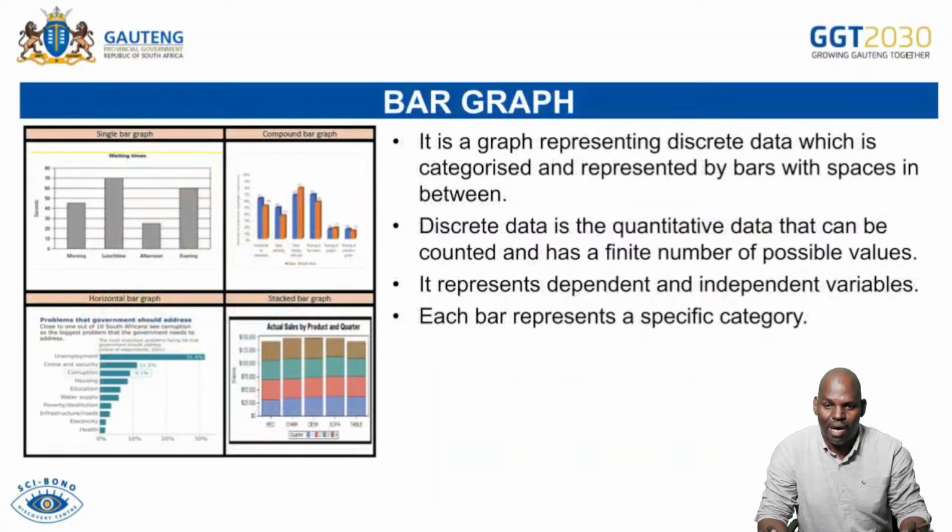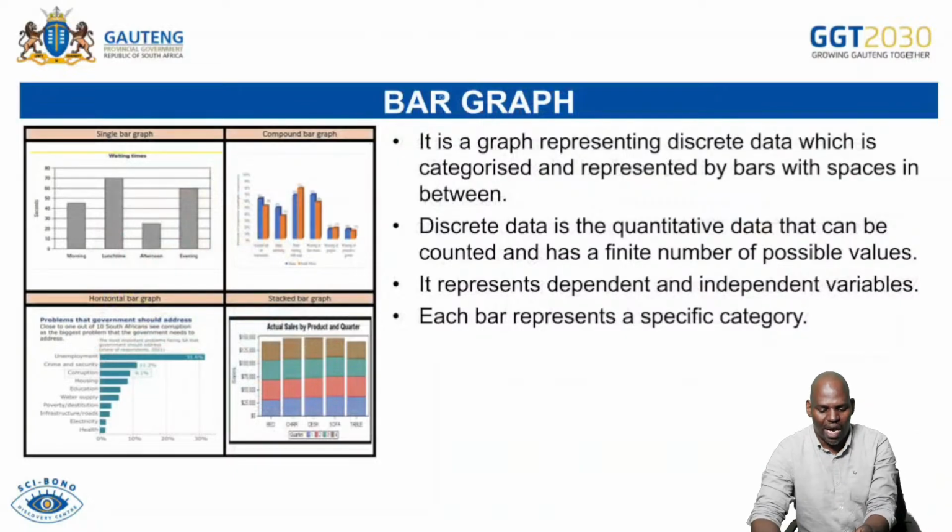And then of course we've got the bar graph. A bar graph is a graph representing discrete data. I'm sure you know what discrete data is. Discrete data is information that is collected by counting, which is categorized and presented by bars with spaces between them.